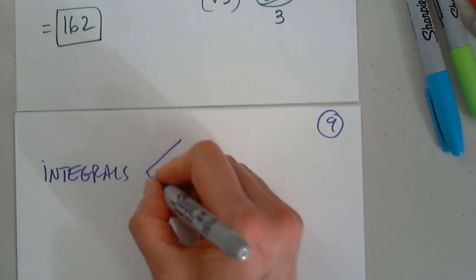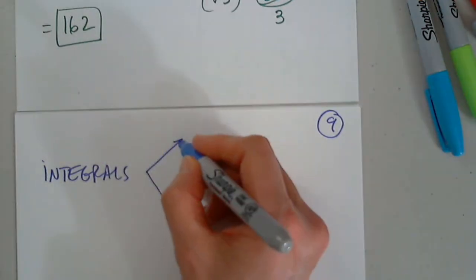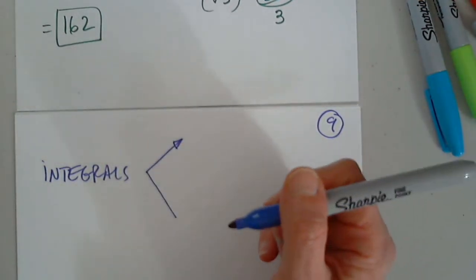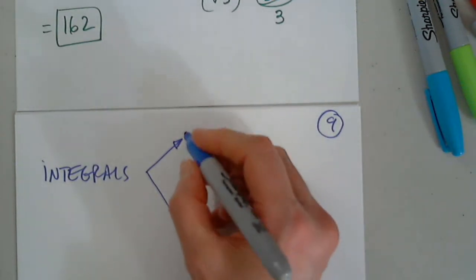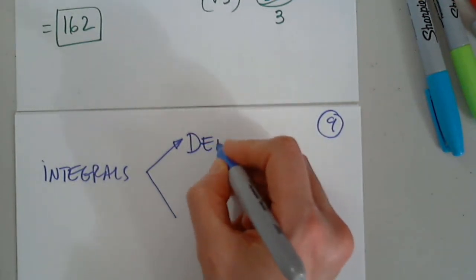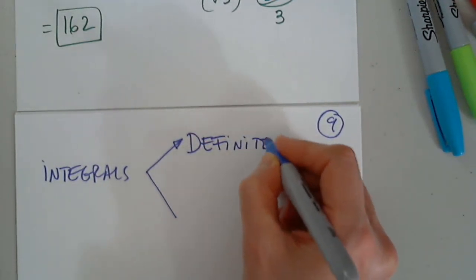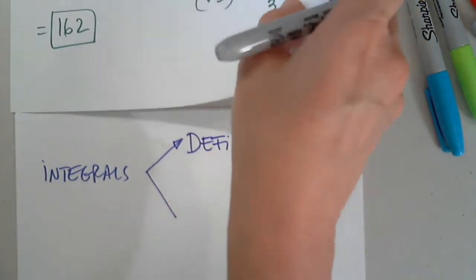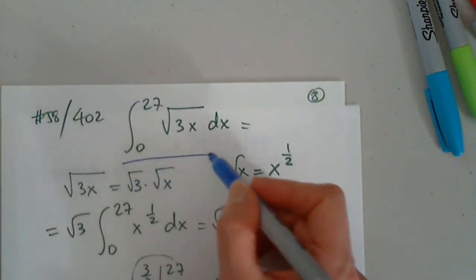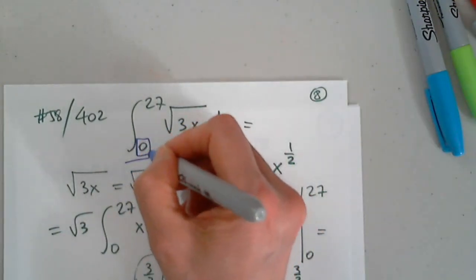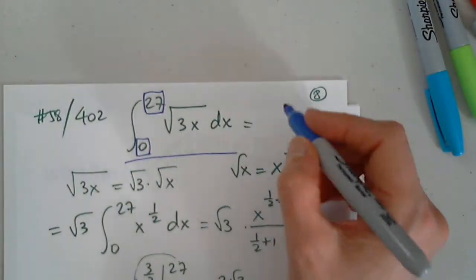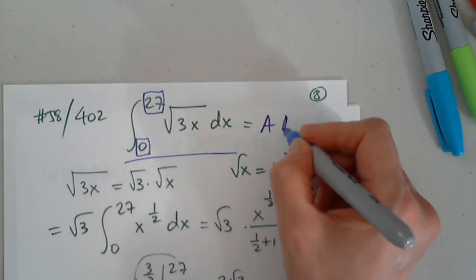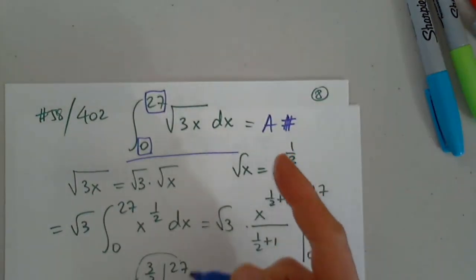are of two types. One that we've been playing with for this week, for a couple of days, which is the definite integral. This is a definite integral. It has a lower limit and an upper limit. And the answer is a number, always.